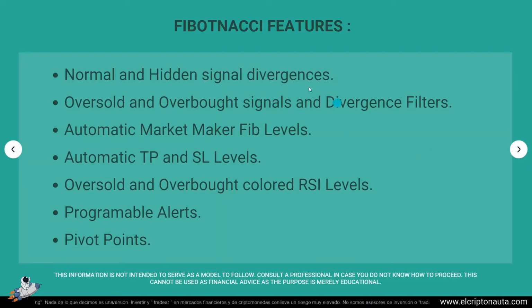That indicator has a lot of features, which are, first of all, normal and hidden signal divergence. So you are able to see all kinds of divergence in all assets and all timeframes that you choose. Then you also have oversold and overbought signals and divergence filters. You will see later how that works, but I'm introducing step-by-step different features of it. Then you also have automatic market maker fib levels, automatic target profit and stop loss levels, oversold and overbought colored RSI levels, programmable alerts, and pivot points.